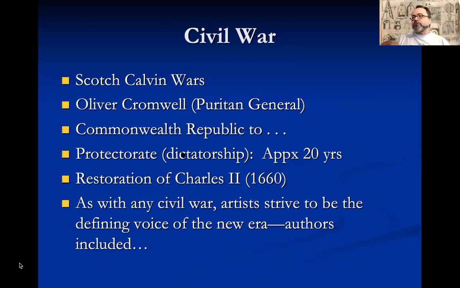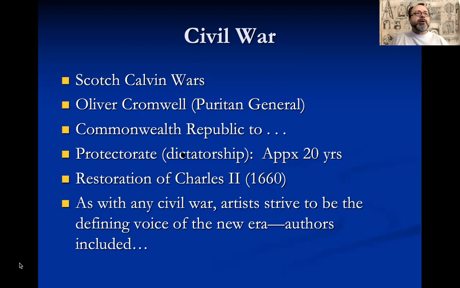Some romanticize the English royal line and the old tradition of English royalty and of feudalism and all that. And others are elevating the common man. So you have this almost contradiction in English art, and these artists are in debates with each other and get in fights and duels and all that kind of stuff. So as with any revolution, the artists get involved.